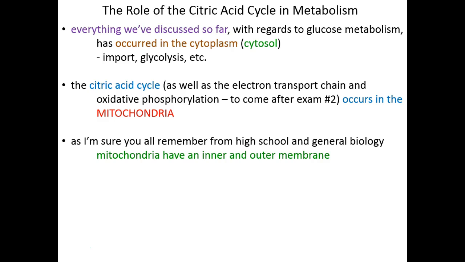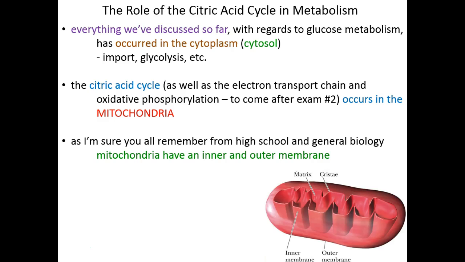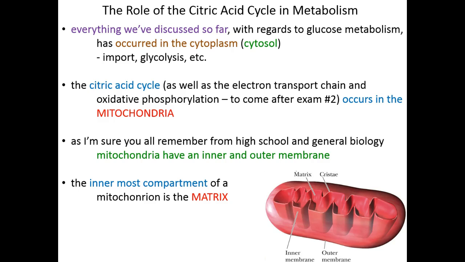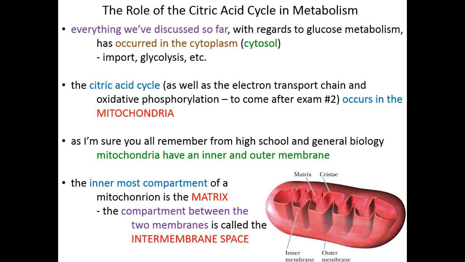As I'm sure you've all heard before, either in high school or general biology or both, mitochondria are double membraned. They have an inner and an outer membrane. More importantly, that inner membrane is ruffled to increase its surface area, and the innermost compartment on the inside of the inner membrane is called the matrix. So if you were to go the deepest you could into the mitochondrial organelle, you would be in the matrix. The space between the two membranes is called the intermembrane space. So if you penetrate the outer membrane, but you haven't yet gone through the inner membrane, you are in the intermembrane space.